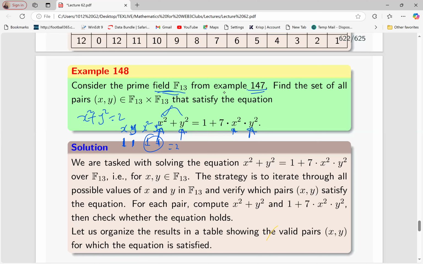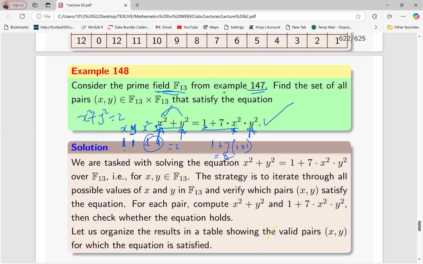Now, will it be the same as 1 plus that? So let's see. 1 plus 7, x square is 1, and y square is also 1. So this gives you 8. So you can see that for this case, when x is 1 and y is 1, this condition is not fulfilled. So it means x cannot be 1 and y be 1 at the same time, because then the left side will be 2 and the right side will be 8.